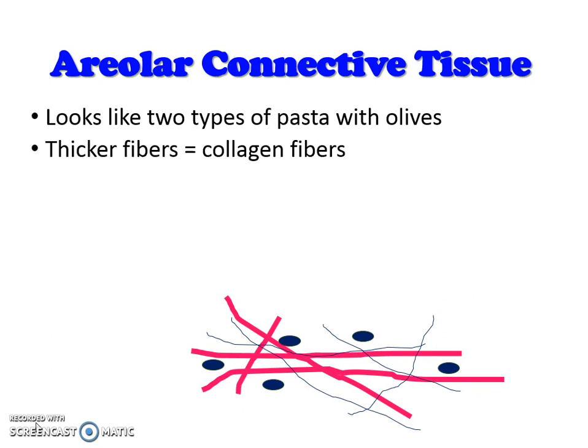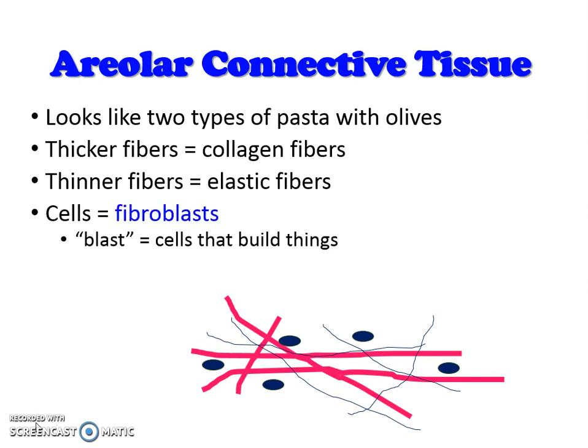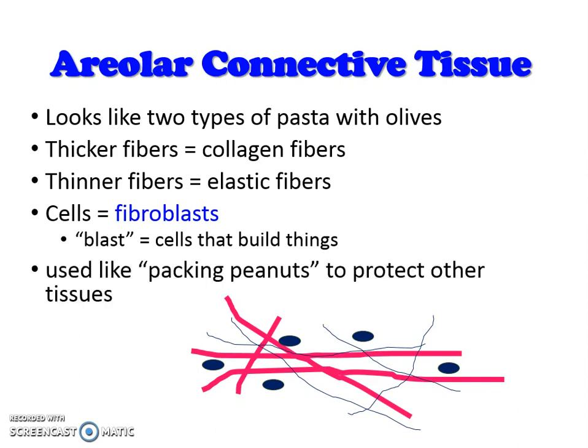Now, the thicker pasta, or the thicker protein fibers that we find in areolar connective tissue, these are collagen fibers, collagen being an important protein. The thinner fibers are elastic fibers, or sometimes they're called elastin fibers. And the olives that I was talking about are the cells that you can see here, and these cells are called fibroblasts. Now, the suffix blast that you see here is a word we're going to be using a lot this semester. And when you think of blast, you think build. So fibroblasts are the fiber building cells that are going to be found in this tissue.